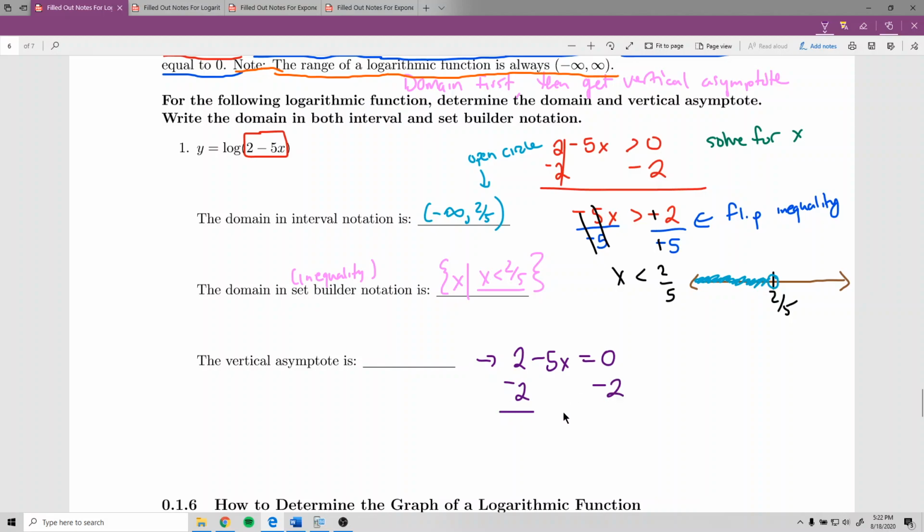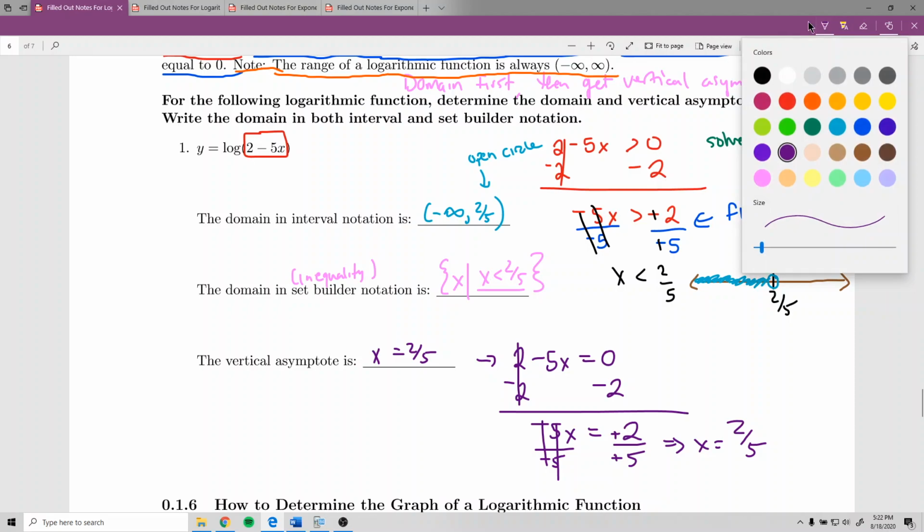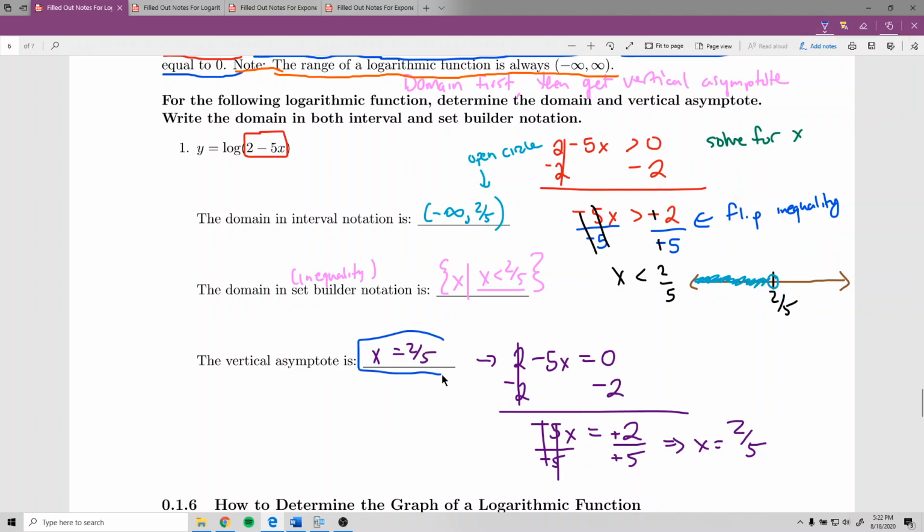Subtract the 2 from each side. Got negative 5x equals negative 2. And divide each side by negative 5. And we get x equals, the negatives cancel out, 2/5. But if you remember from before, we had a previous section with vertical asymptotes, you have to write the x equals part, not just the number.